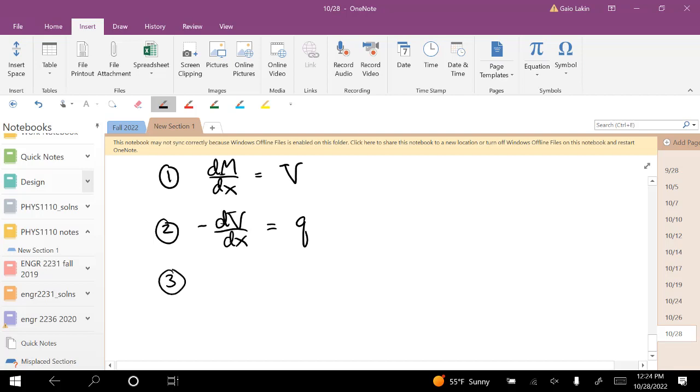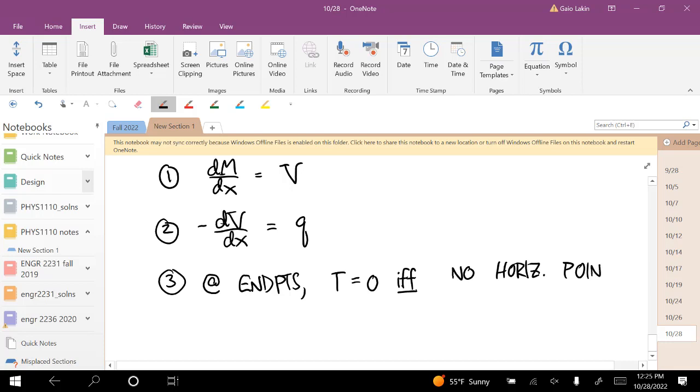The third one, so 3, 4, and 5 are very similar to each other. At the endpoints, T is equal to 0 if and only if there's no horizontal point force at that endpoint. We'll go back and check all these after I get them all written down. So that's the one on the internal tension at the 2 endpoints.